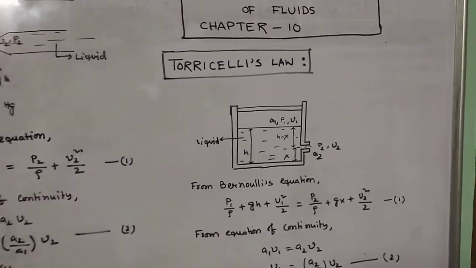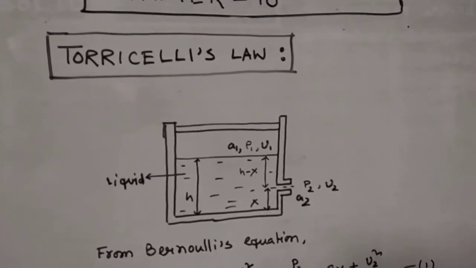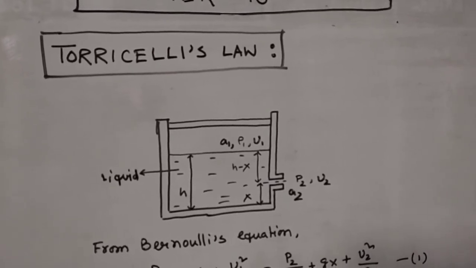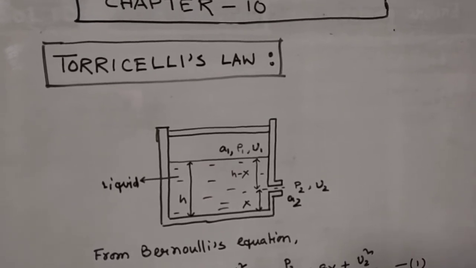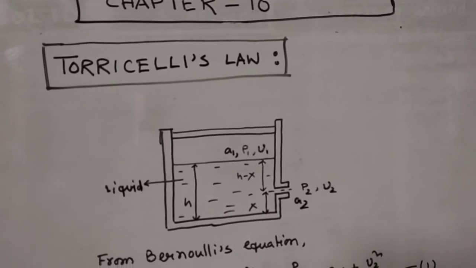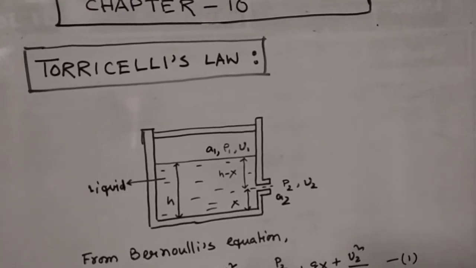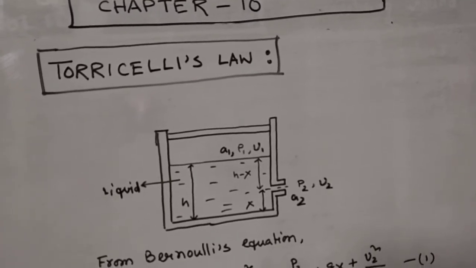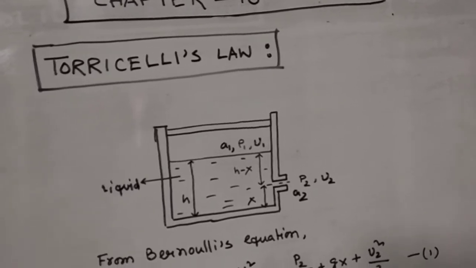Now, this is your Torricelli's law. Now, what is Torricelli's law? We'll come across afterwards. Now, you see this figure. It is a container, and the top surface is closed, and on the right side there is a very narrow hole, and the container contains a certain amount of liquid, and the height of the liquid from the base of the container is your h, and the height of that narrow hole from the base of the container is your x. So if you measure the height of the liquid from the narrow opening or narrow hole, that is nothing but your h minus x.